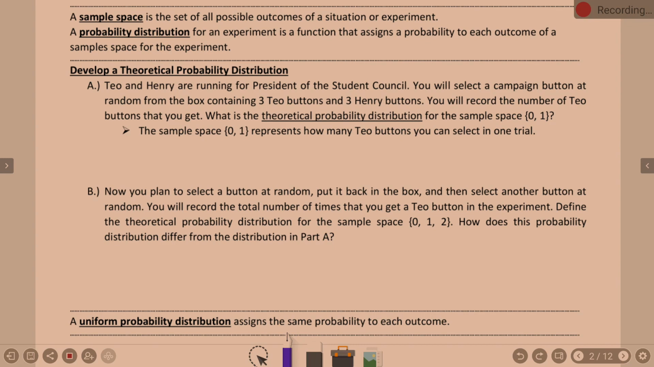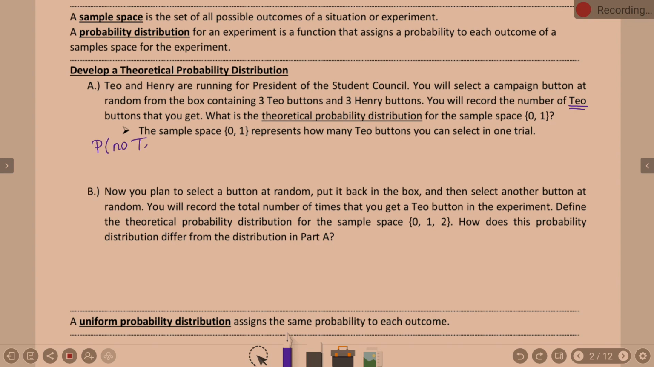So, when you're pulling a button out of that box, it could be a Tio button, yes, or it could be Henry. In other words, in respect to the question is about Tio, because we're recording the number of Tio buttons we get, it could be a Tio button or it could be not a Tio button. Now, if it's not a Tio button, that's going to be represented as 0, because how many Tio buttons did you get? 0. If it's a 1, that's going to be represented as you did get a Tio button, and so 1.